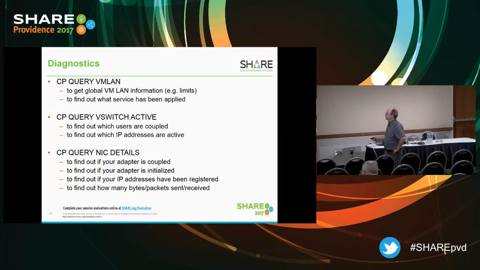Query vSwitch active, I can find out what users, what virtual machines are connected to it. I can find out what IP addresses are active on that virtual switch. Because I told you in the last hour that CP watches the ARP responses, and he knows what NICs are being owned, what IP addresses are being claimed by particular virtual machines. It can also be interesting if you say, that's not the IP address I assigned to that guest. What's it doing with that one?